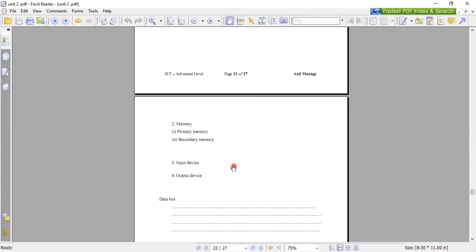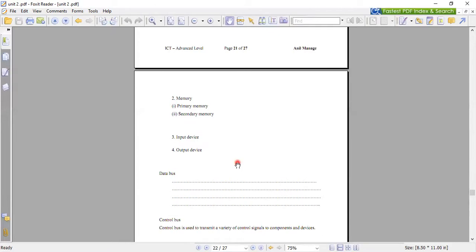Then you have input devices and output devices that we have already discussed. Input devices means the devices that we can use to input data to the computer. Output devices means taking out or displaying the output through the output devices, or you can take hard copies even. Then there's something called the data bus.